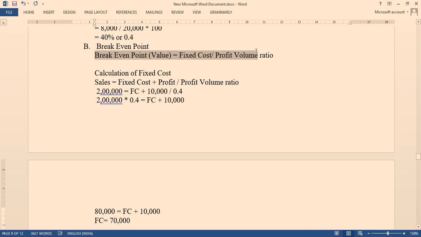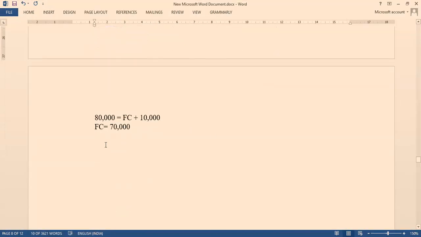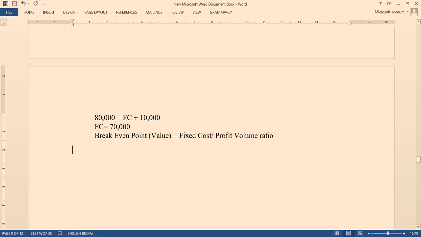Now apply the same formula for the break even point. The fixed cost is 70,000, which we got in the previous steps, divided by the cost volume ratio, again the same thing, 0.40. If we divide, we get 1 lakh 75,000. We will get this as the break even point value.